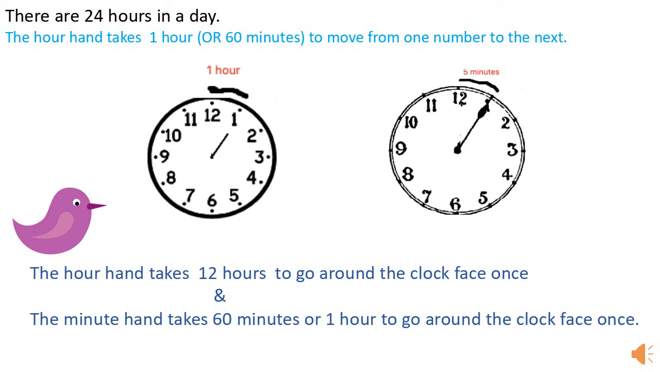Now, as you know, the minute hand moves faster than the hour hand. It makes 1 revolution every hour. That means 1 hour is equal to 60 minutes. Also, you know that the second hand is the fastest one. It makes 1 revolution per minute. It means 1 minute is equal to 60 seconds.